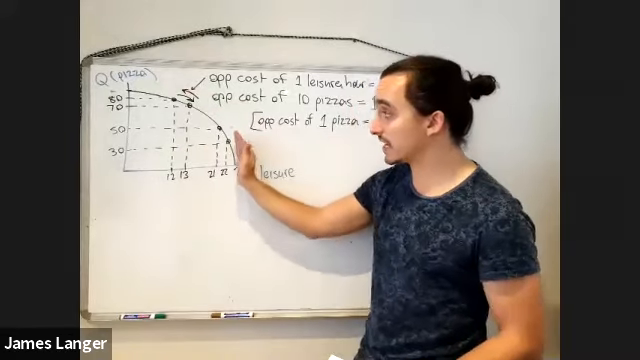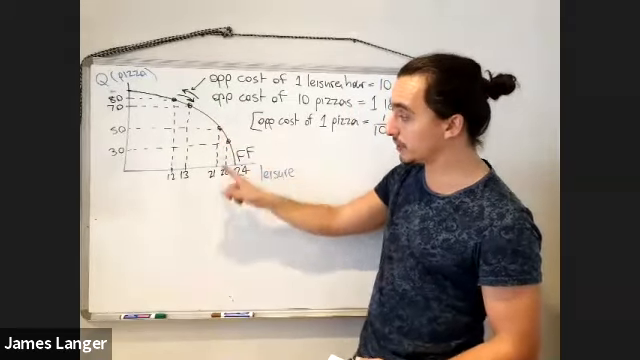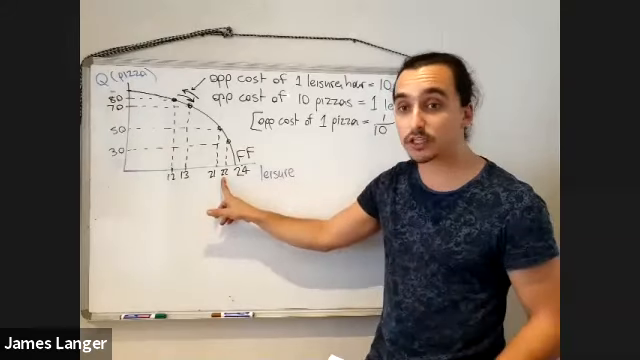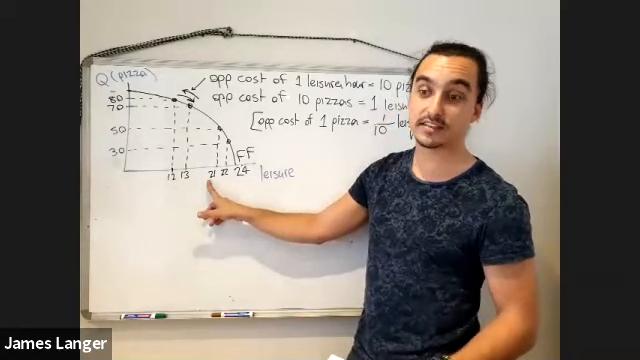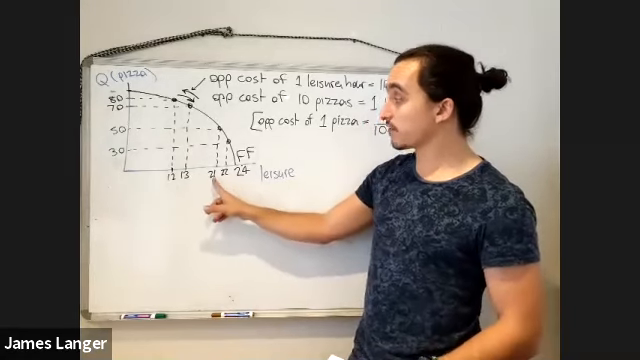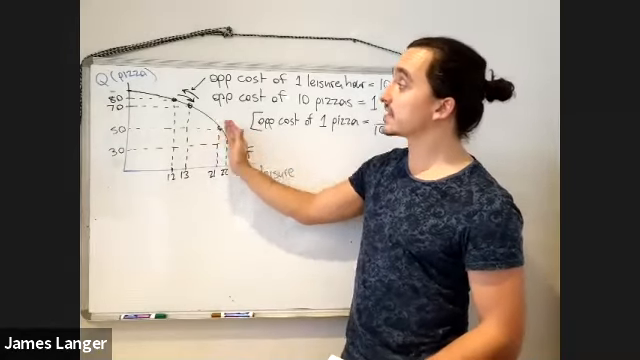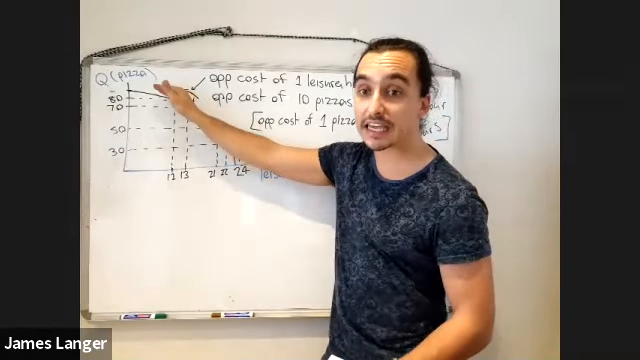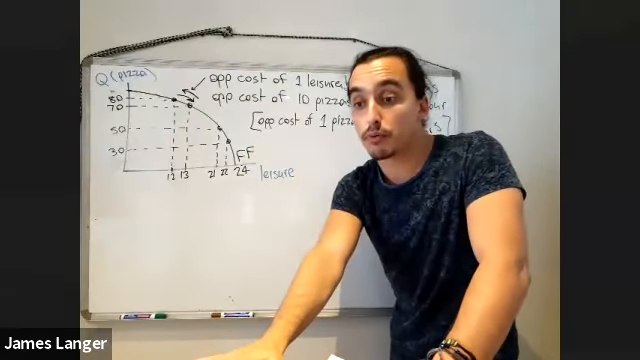So as I give up leisure, at the beginning, I'm going to get a lot of extra pizza. When I go from sleeping 22 hours a day to sleeping 21 hours a day, I move from here to here, and I get 20 more pizzas. But as I move up, the amount of pizza I get decreases, and that's because of diminishing marginal product.